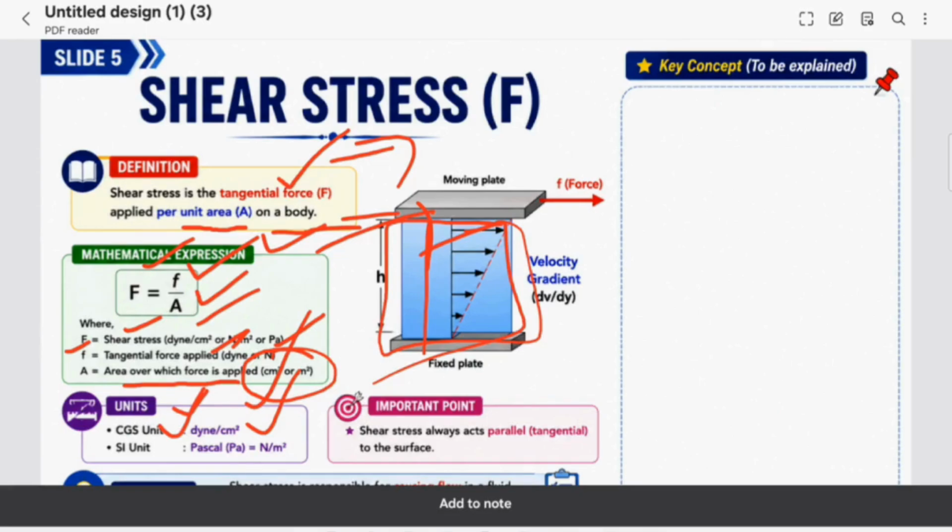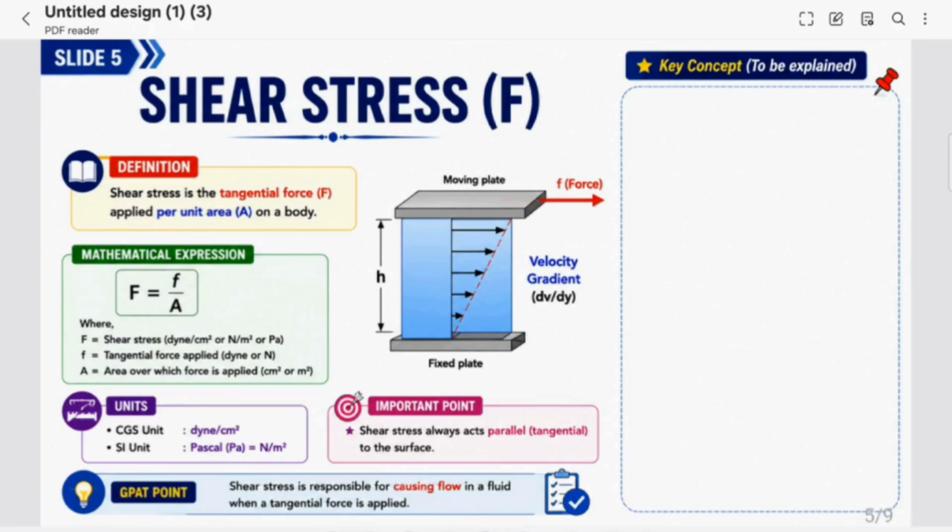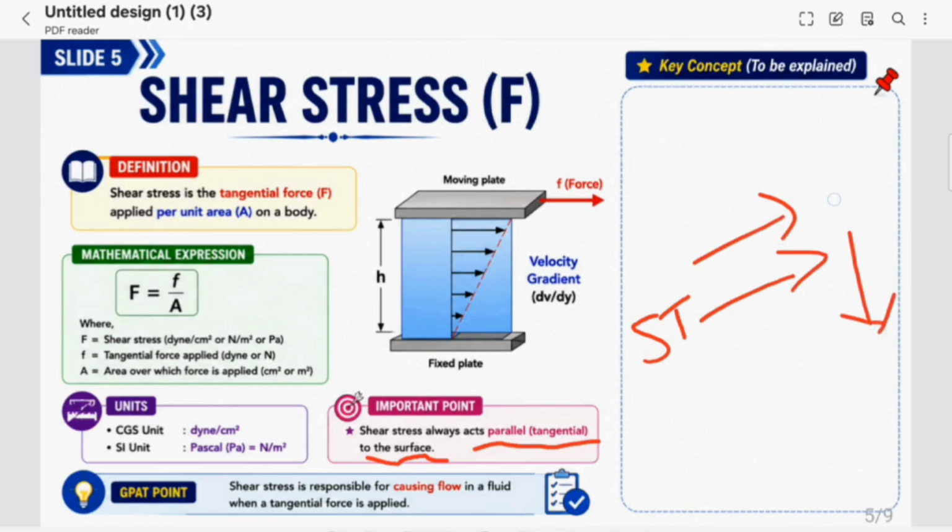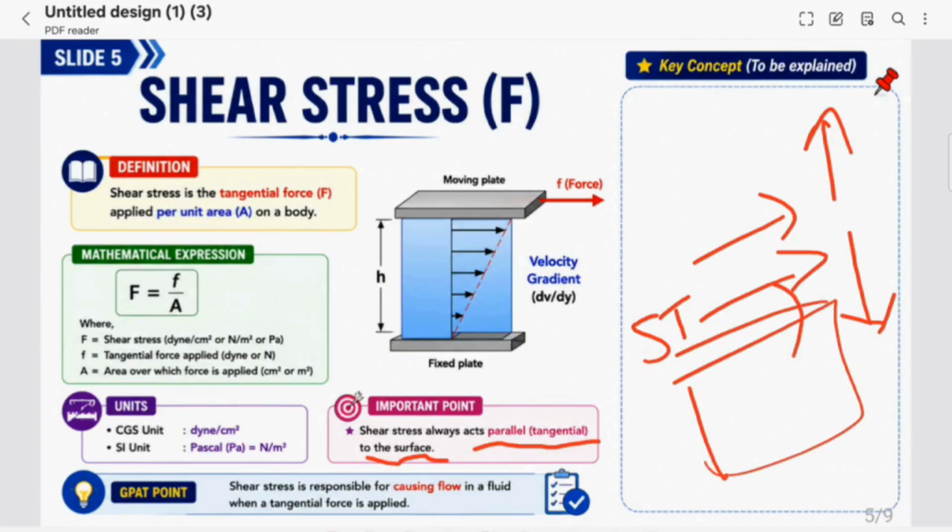So here the important point: shear stress always acts parallel, that is tangential to the surface, means the shear stress always acts in a parallel direction. It is not downward and it is not upward, it is parallel to the surface.